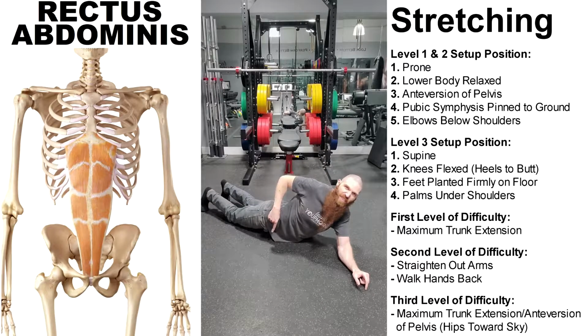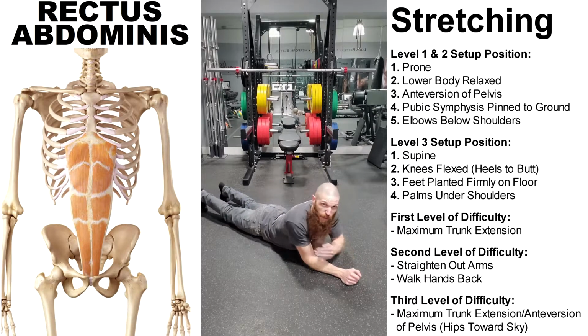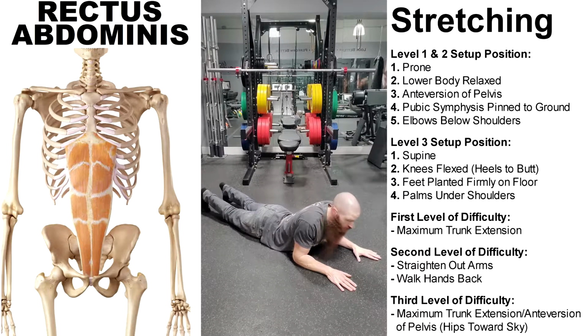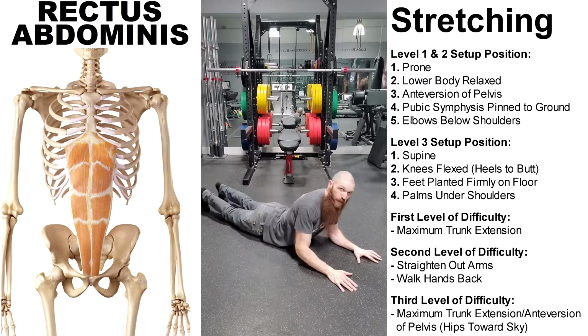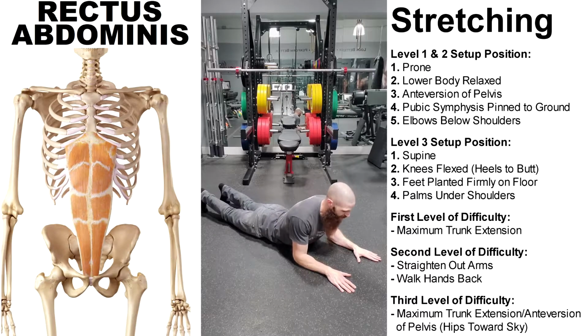You're going to pin your pubic symphysis down into the ground, and you want your elbows directly below your shoulders. Then, from here, all you want to do is go into trunk extension as much as you can without allowing the pubic symphysis to leave. And this is the level 1 difficulty.